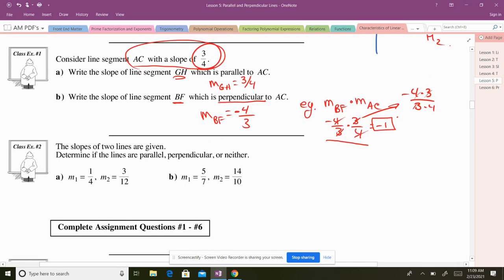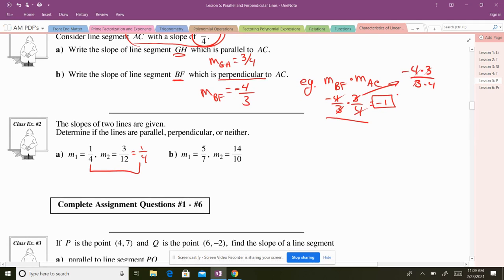Okay, so the standard question is, tell me if these lines are perpendicular or parallel, or neither. So 1 over 4, 3 over 12. Always put your slope in lowest terms. So is 3 over 12 in lowest terms? No. What does it reduce to? 1/4, because they're both divisible by 3, right? So 3 over 12 reduces to 1/4. So what can we say about lines 1 and 2? Parallel, because they have the same slope.